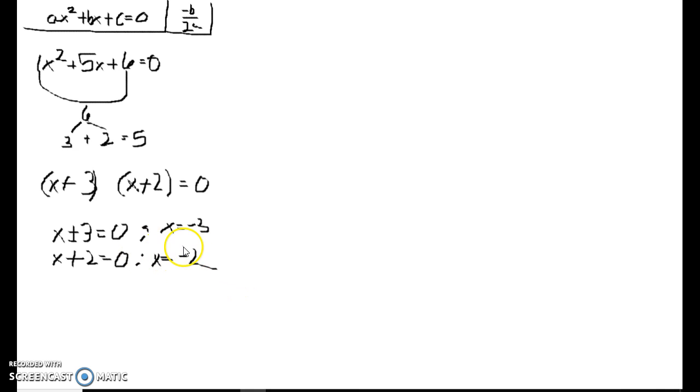Negative 2. Now, what this answer suggests is if I plug a negative 3 into this function up here, then I should get 0. So if I plug a negative 3 into that function, I will get, what's negative 3 squared? That's 9. Then 5 times negative 3, that's negative 15, so minus 15. Then plus 6. Well, everybody knows 9 minus 15 is negative 6 plus 6, that's 0.